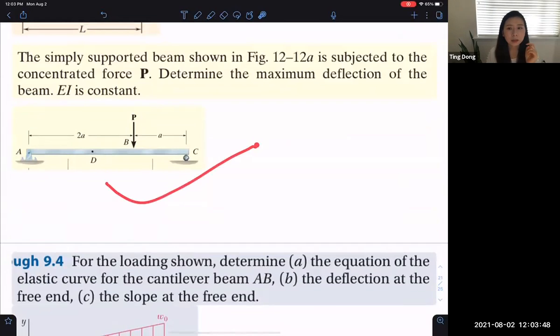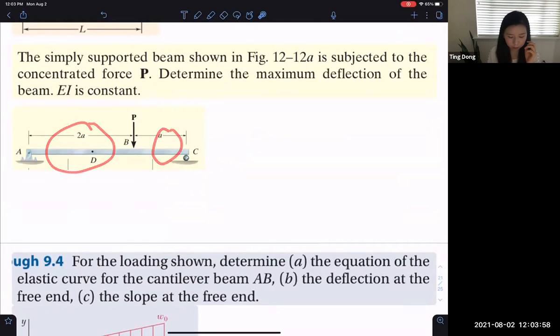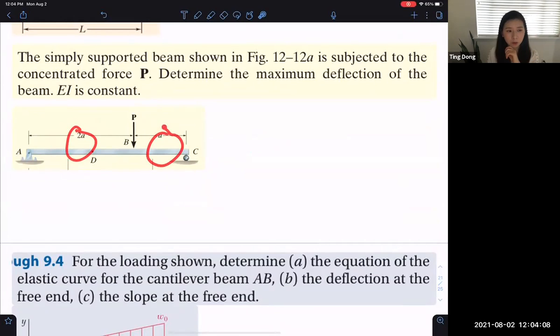And for this one, it's a little bit different. We need to write the bending moment equation on the AB section and the BC section, and integrate this twice. Each section gives us two constants, so we have 4 unknown constants we need to solve. Then we need the four boundary conditions.